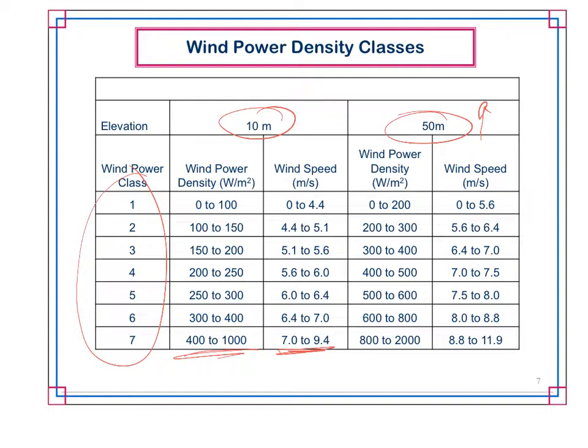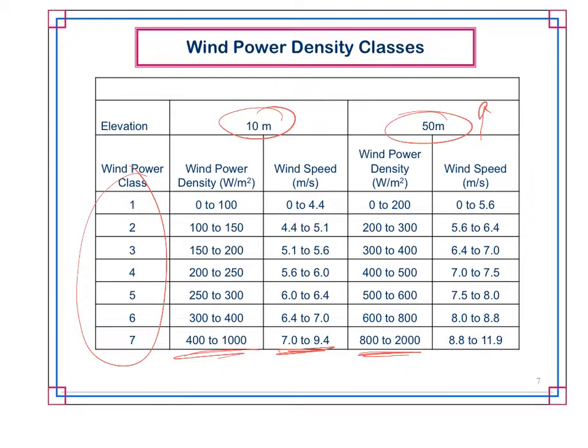But because the wind speed is so much higher, because again, there's less influence from the Earth's surface, that same class has to have a much higher power density at 50 meters than it does at 10 meters. So to be considered class 7 winds at 50 meters above the elevation that you're at, you need to have 8.8 to almost 12 meters per second of wind.